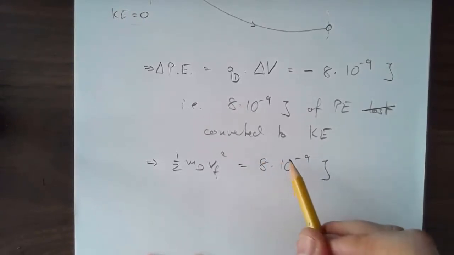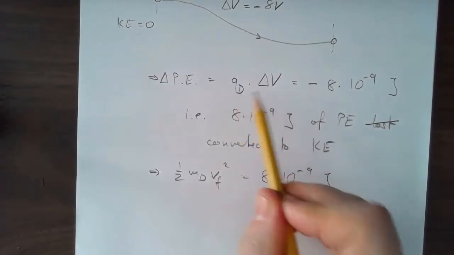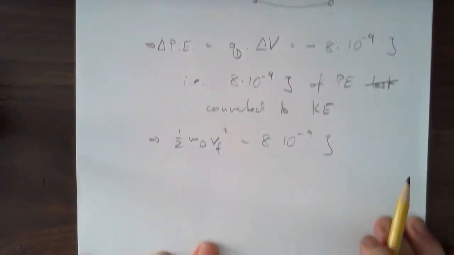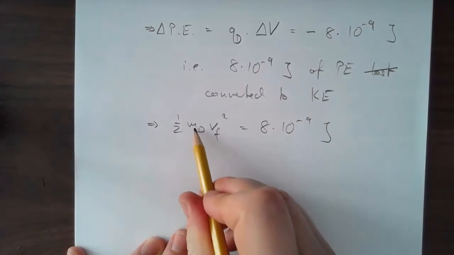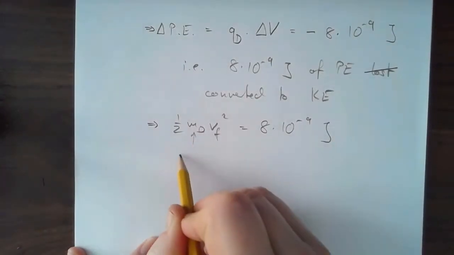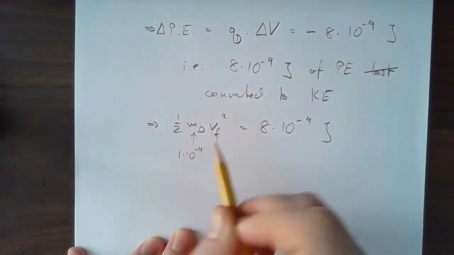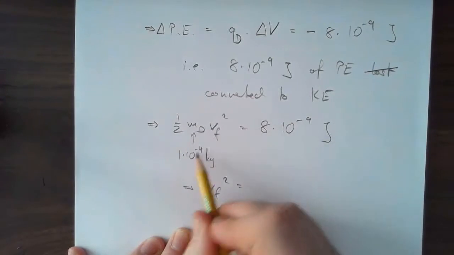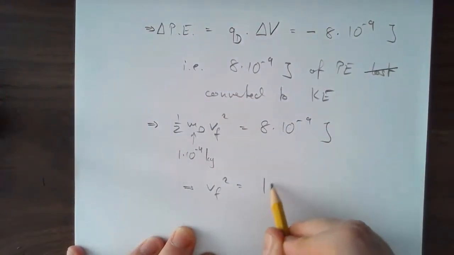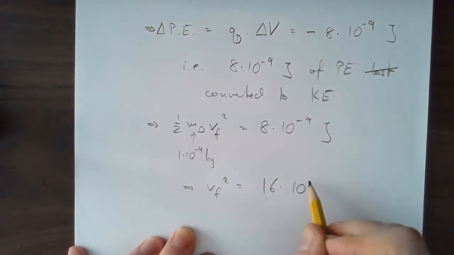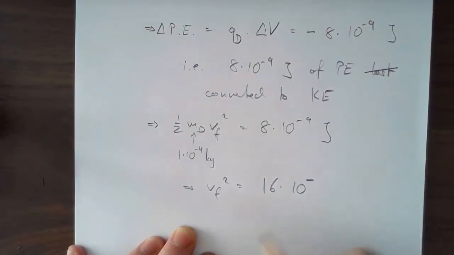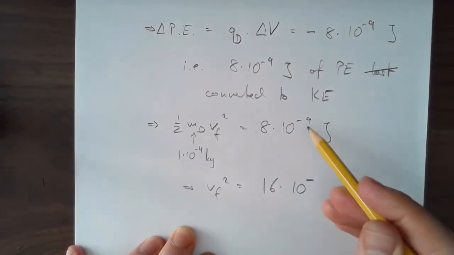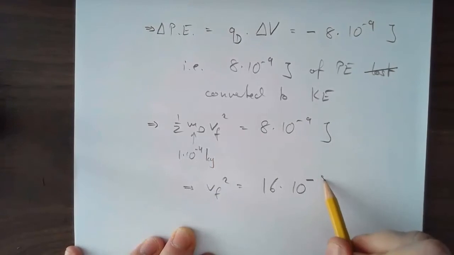How did we calculate that? We took the charge of the particle multiplied by the potential difference. We know what the mass is. This is 1 times 10 to the minus 4 kilogram. Make sure you convert to kilograms. And so we're going to get that V final squared is, I take this to the side, this to the side, we're going to get 16 times 10 to the minus, what does this make? 4 minus 5.